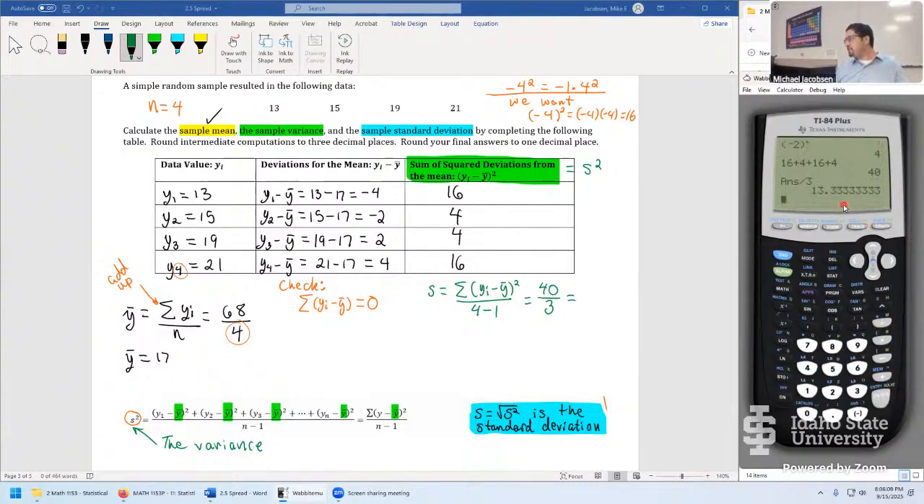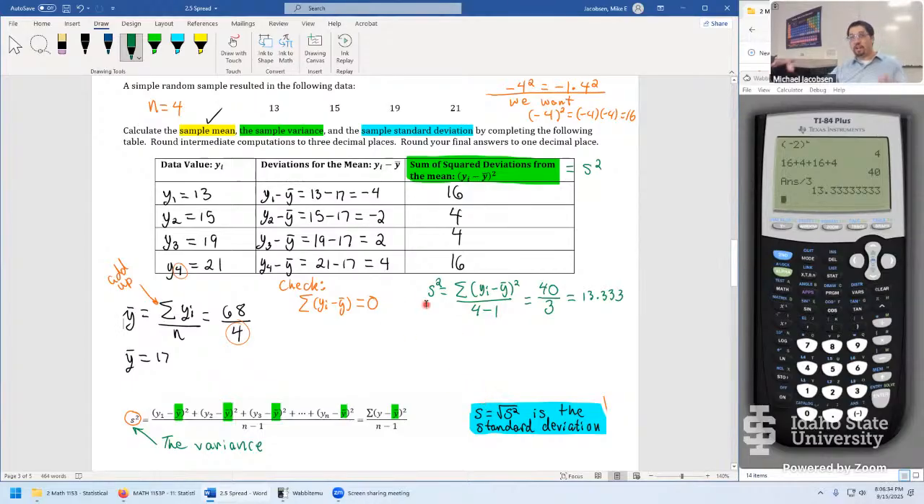We get 13.333. It's set to round intermediate computations to 3 decimal places. So let's go. 13.333. And we've done it, folks. We've calculated the variance, S, and I forgot my power 2 there. S squared. It's important to have that power 2, just as a reminder, because S itself is something different.